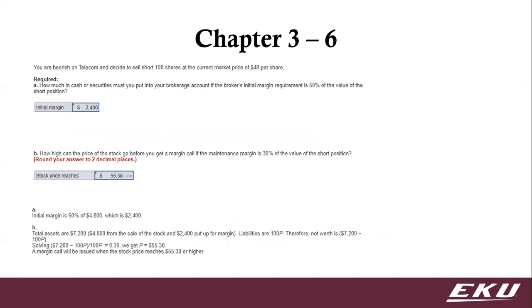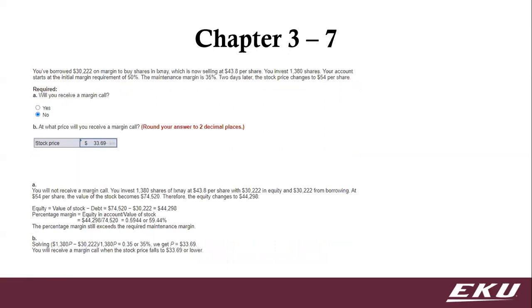Initial margin, right? That's what I have to put in at least to open it up. Just understand that initial margin is going to be higher than maintenance because you want to have a little bit of a cushion there. That way, if the price were to move against you, it will. And then once you hit that maintenance, they will give you that margin call.